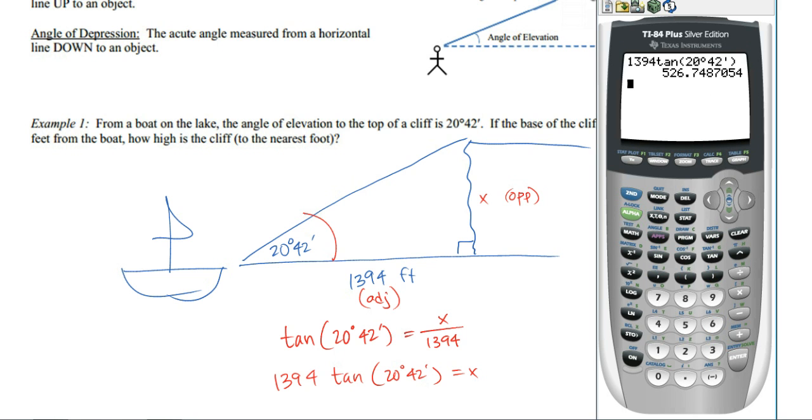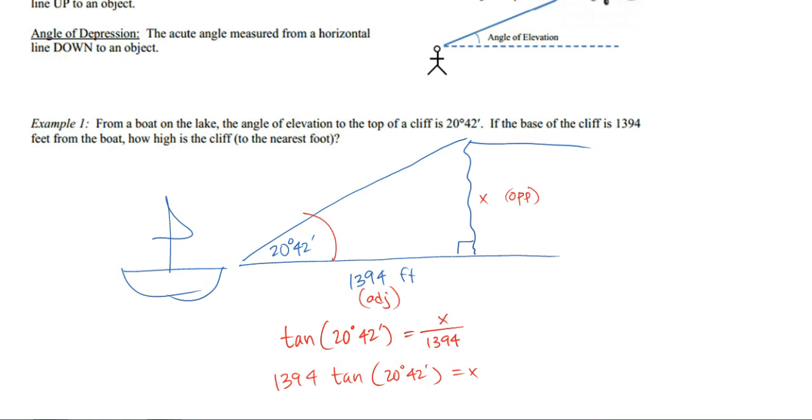It says rounded to the nearest foot, so 526.7 is going to change to 527 feet, and we can now confidently say that the cliff is 527 feet high.